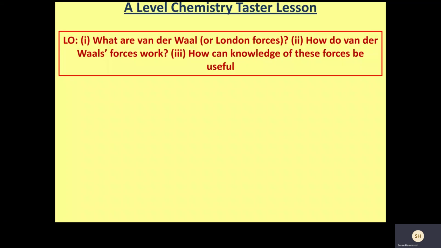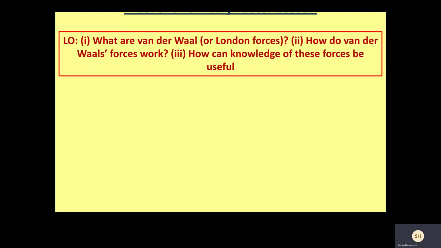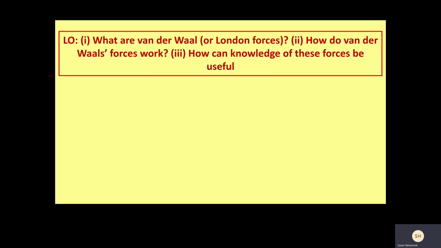There are two different names because AQA use van der Waals forces, but strictly speaking, that encompasses rather more than we're looking at today. Some of the other exam boards use the word London forces, which is a bit more exact for the type of force we're looking at. But I will stick with van der Waals because we teach AQA and that's what they use.